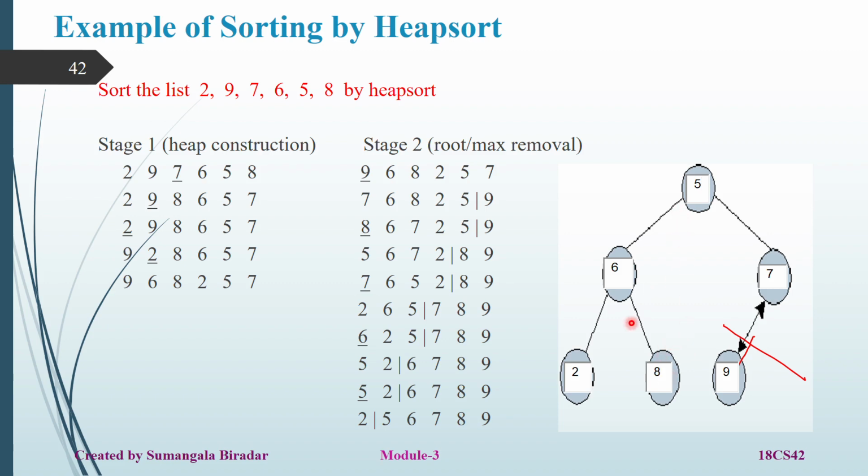So first you have to interchange. After interchanging, what is the list you got here? 5, 6, 7, 2, 8. This is your last node and this one you are going to remove now. That's why you are showing that one using this line here.